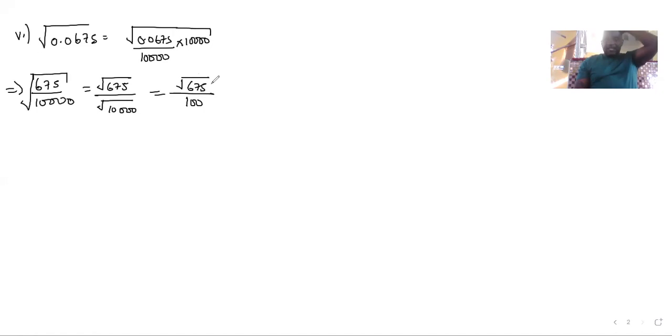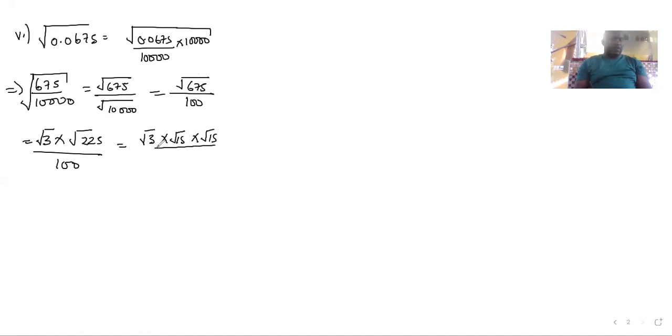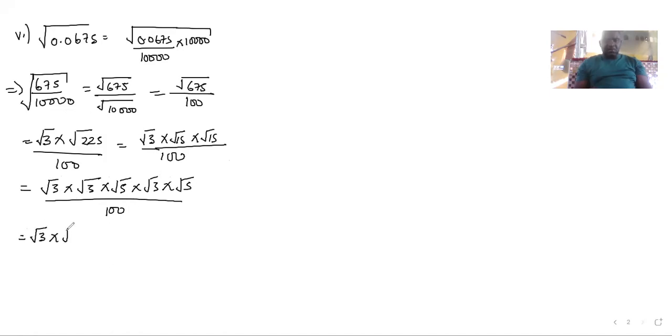So therefore, can you divide 675 by 3, the biggest factor? What do you get? 225. The square root of 3 times square root of 225. But remember, 225 comes from 15 times 15, which means you'll have root of 3 times root of 15 times root of 15, all divided by 100. Then this will take us to root of 3 times root of 3 times root of 5 times root of 3 times root of 5. Then you divide the whole of this by 100. You realize that you have come to root of 3 times root of 3 times root of 3 times root of 5 times root of 5, all divided by 100.